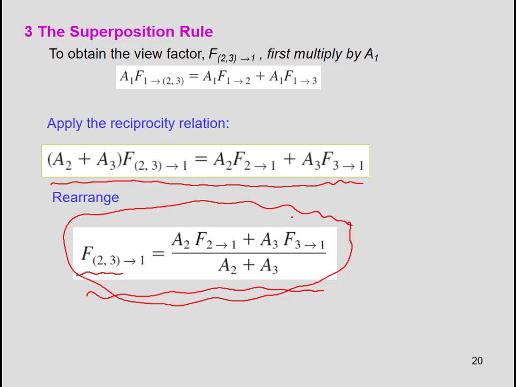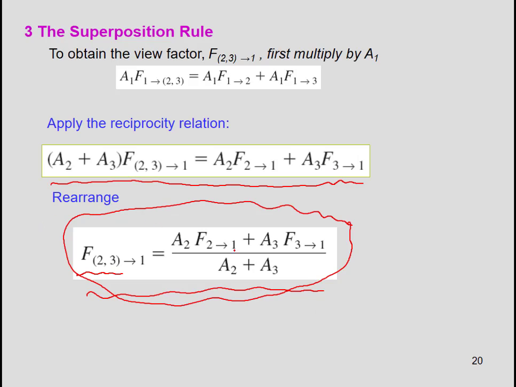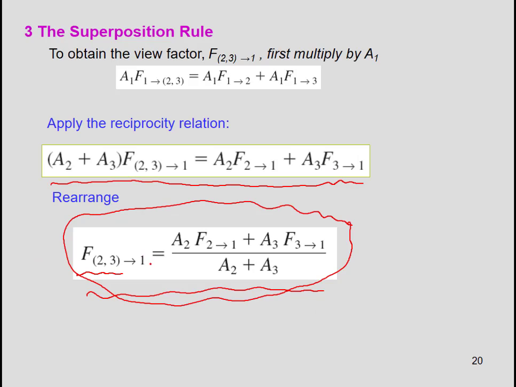This is an example of how we can find the view factor from a complicated surface for which we don't have an equation or a relationship to find the view factor. Simply we can use this relationship because we know the view factor from surface 2 to surface 1, from surface 3 to surface 1, and we know their surface areas. Then we can simply find the view factor from surfaces 2 and 3, which is a combination of these two, to surface 1.